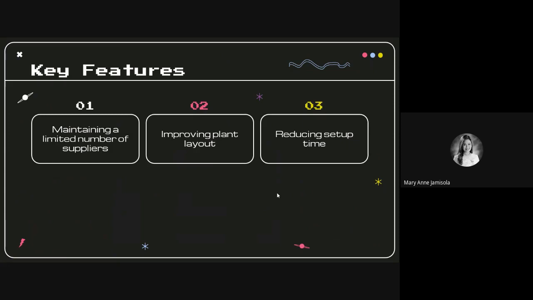What do we mean by setups? Setups are those activities such as moving materials, changing machine settings, setting up of equipment, and running tests that must be performed whenever production is switched over from making one type of item to another. So this is applicable if your company is producing more than one product.